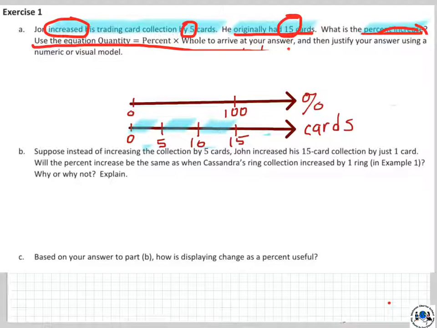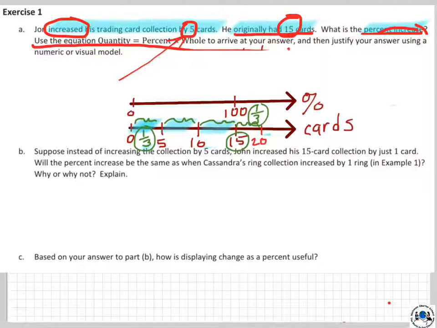Wait, 1, 2, 3. Wait a minute, 5, 10. You have 1, 5, 10, 15. Sorry, 3 groups of 5 there. So each one of those, if I'm splitting that up into 3 different groups, I know each one of those is going to be 1/3. So you can see that 5 represents 1/3 of the cards.